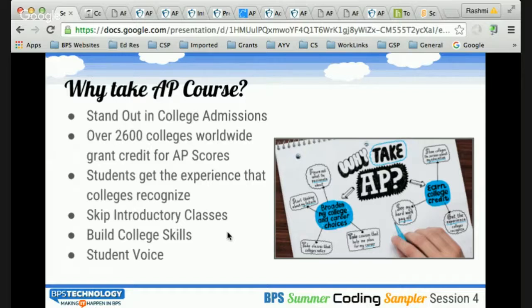It also helps them acclimatize to college while they are in high school, so their transition is that much smoother. They can skip introductory classes if they've taken an AP course. So it also helps in terms of how much you pay for those introductory classes, which really don't add up to your core requirements. It obviously helps you build college skills because APs are rigorous courses. So you build up those study habits, study muscles, in order to cope with the requirements of this course.